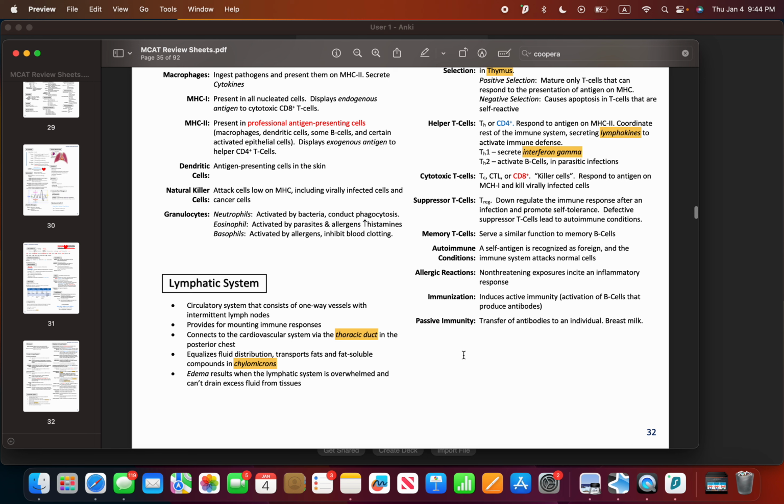We have allergic reactions where non-threatening exposure incites an inflammatory response. We have immunization, which induces active immunity, activation of B cells that produce antibodies. And we have passive immunity, which is the transfer of antibodies to an individual, like breast milk. So breast milk is a good example of passive immunity, and active immunity is activation of B cells that produce antibodies. Immunization, like probably vaccines.